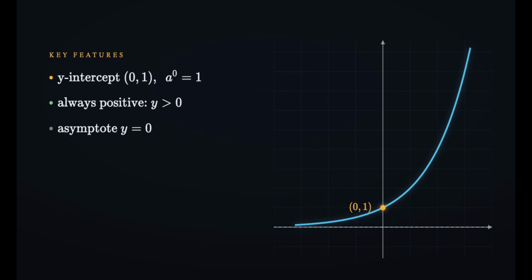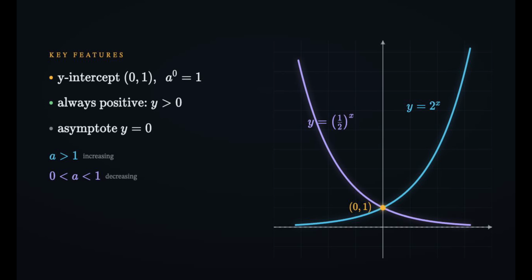If a is greater than 1, then the curve will be increasing, since it is a large number multiplying by itself over and over. If a is between 0 and 1, then the curve will be decreasing, since it is a small number multiplying by itself over and over.